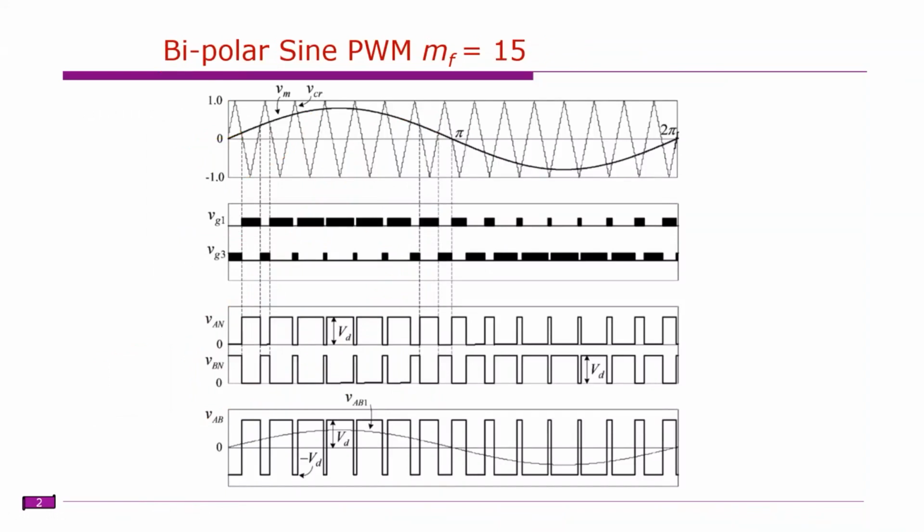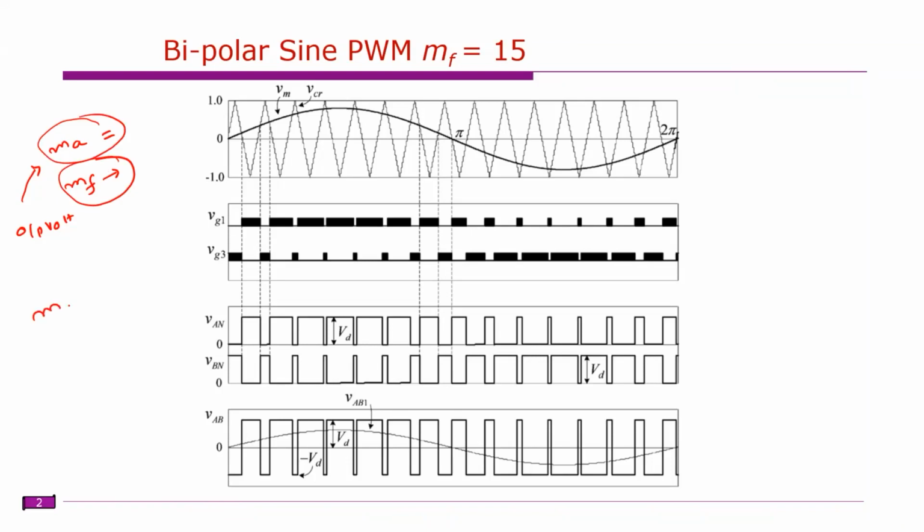When you're studying sine PWM techniques, there are two things: MA and MF. MA is the amplitude modulation index. MF is the frequency modulation index. MA is responsible for controlling the output voltage, whereas MF is responsible for improving the harmonic spectrum.